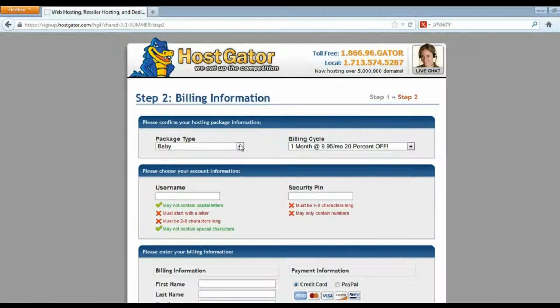And then at this point, you're just going to go ahead and choose the package that you want to go with. So you're going to choose Hatchling, Baby, or Business. So we're going to choose Business.